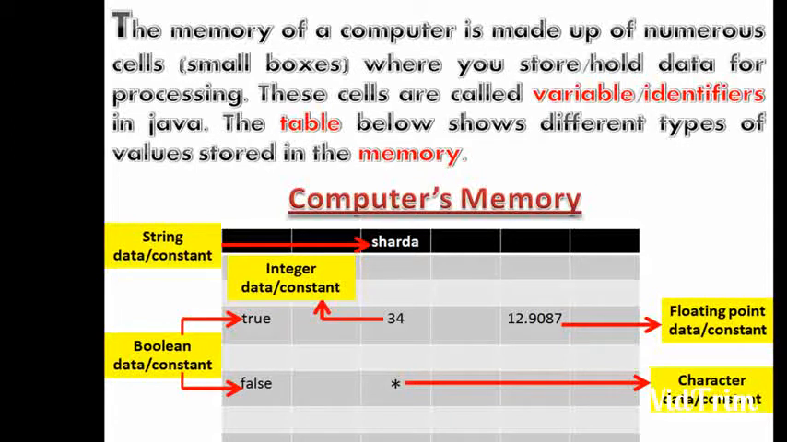So, Sharda here is string data, 34 is an integer constant, true or false inside those boxes is a Boolean constant, whereas 12.9087 is a floating point constant, which can also be called a real constant. You have an asterisk also, that is a character constant.